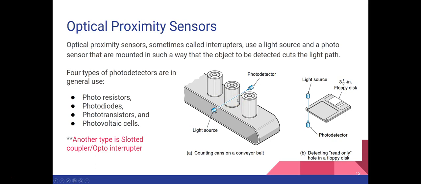Now there are 4 types of photodetectors which are commonly used. First is the photoresistors, second is the photodiodes, third is the phototransistors, and fourth is the photovoltaic cells. And there is another type of optical proximity sensor, which is the slotted or optointerrupters. Now next we are going to see these different types of photodetectors.